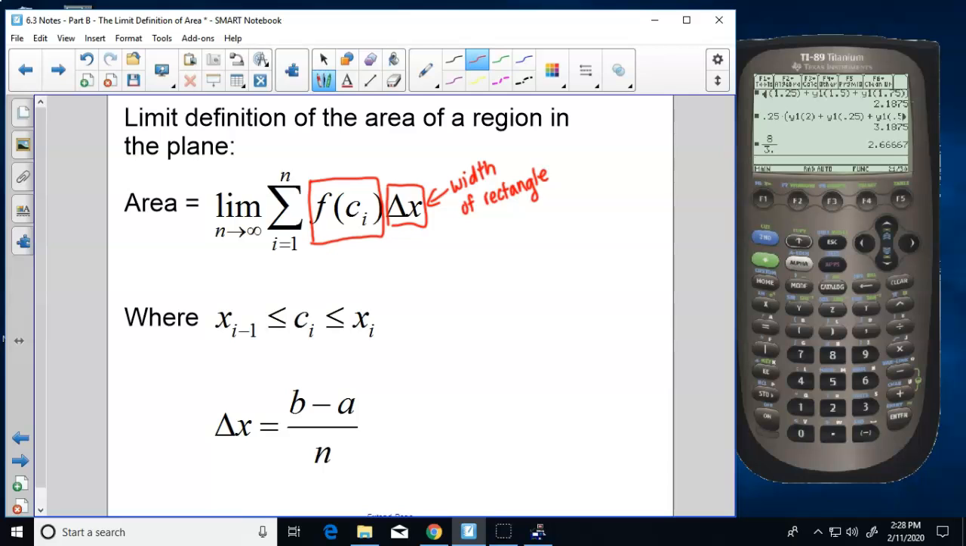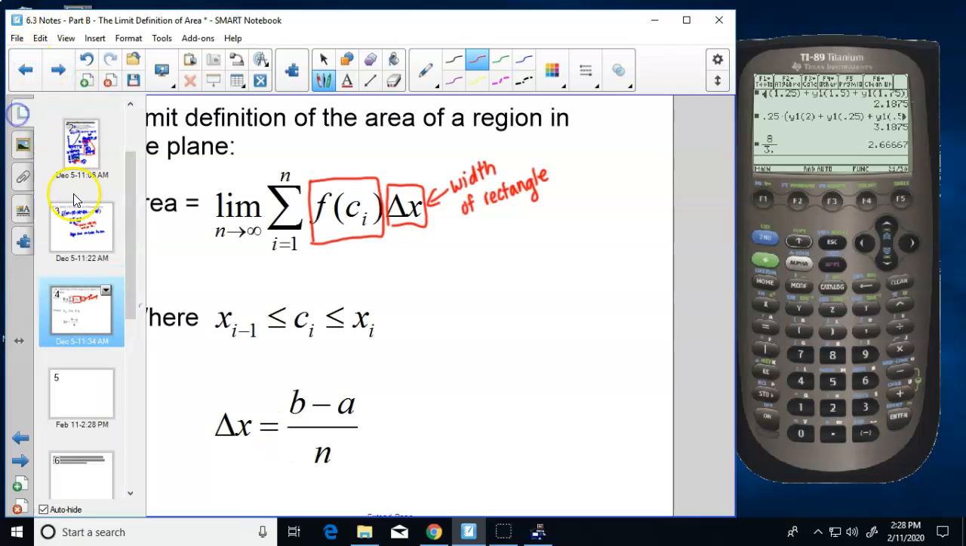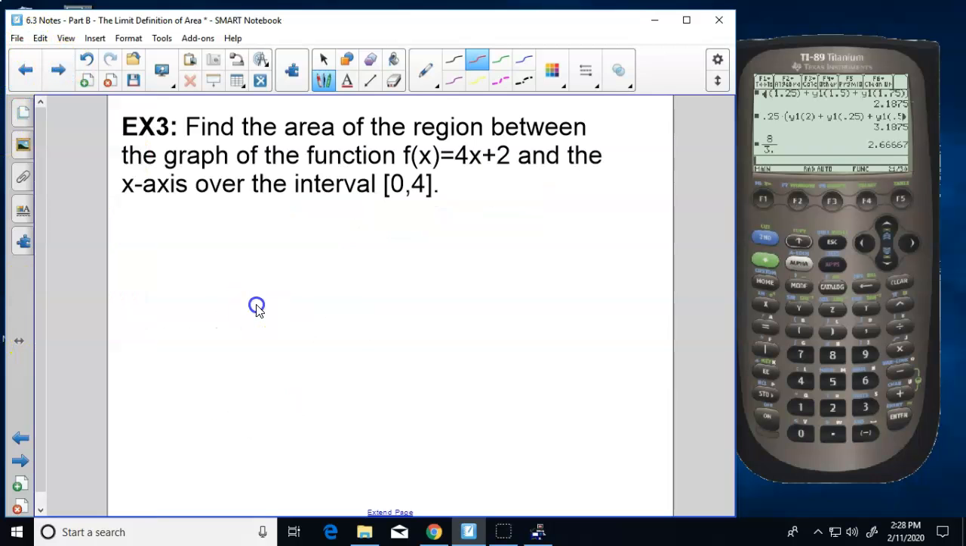Okay, questions? Okay, let's try another one. Let me do that. Okay, so we're going to find the area of the region between the graph of the function f of x equals 4x plus 2 and the x-axis over the interval 0 to 4.